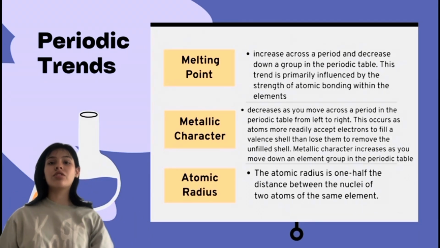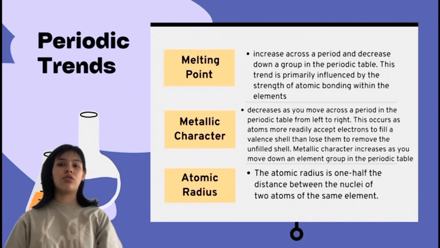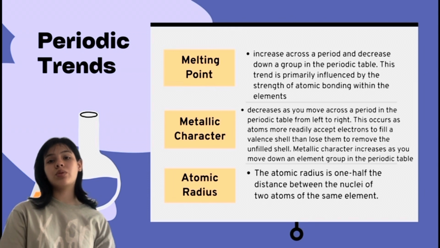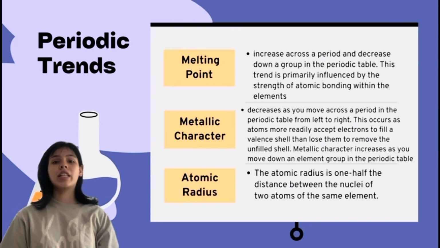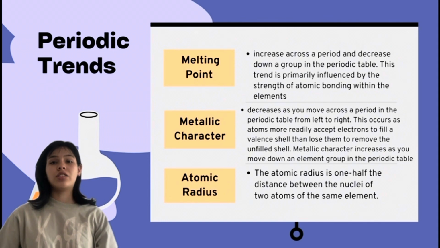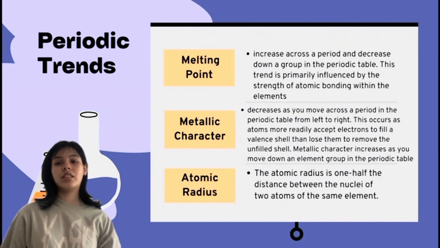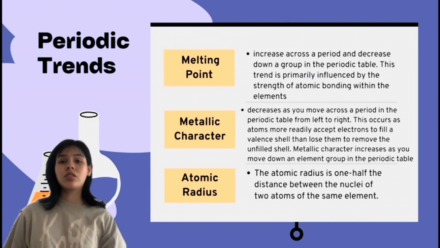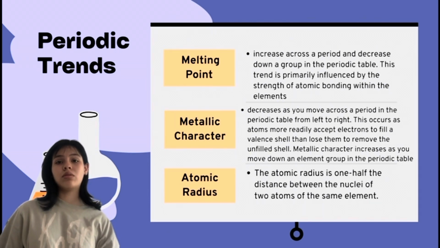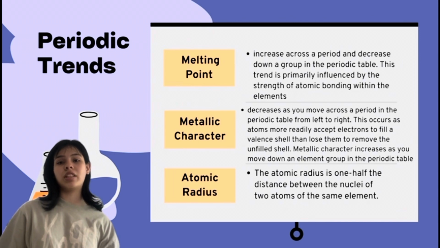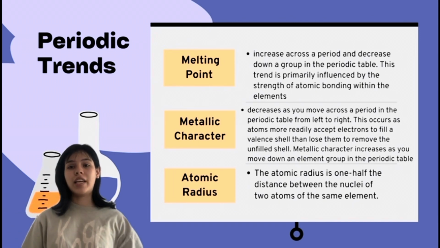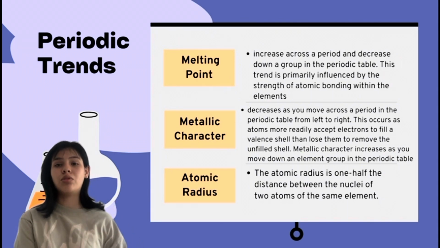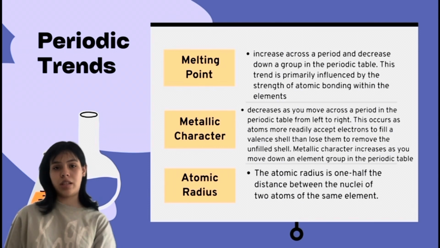Melting point. It increases across a period and decreases down a group of the periodic table. This trend is primarily influenced by the strength of atomic bonding within the elements. Metallic character. It decreases as you move across a period in the periodic table, from left to right. This occurs as atoms more readily accept electrons to fill a valence shell than lose them to remove the unfilled shell. Metallic character increases as you move down a group in the periodic table.